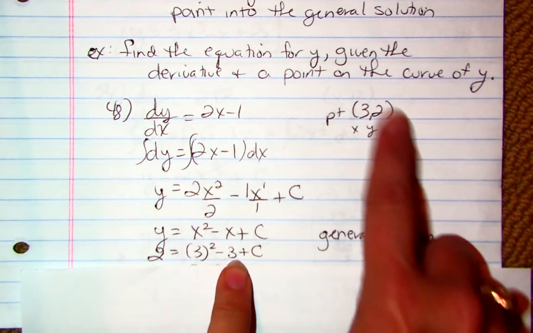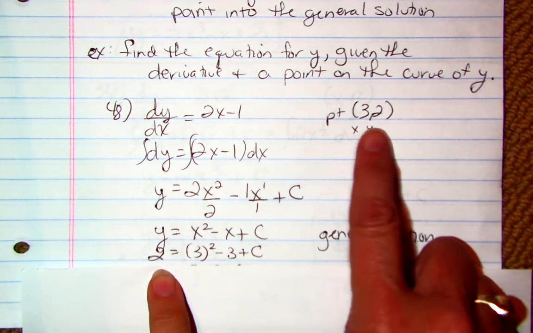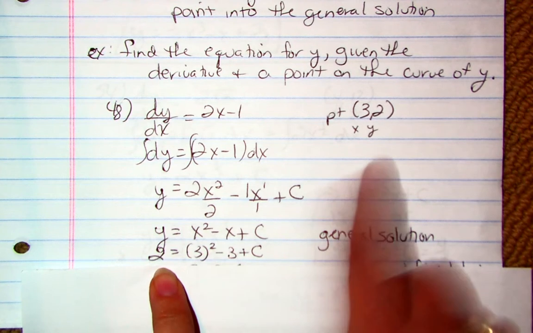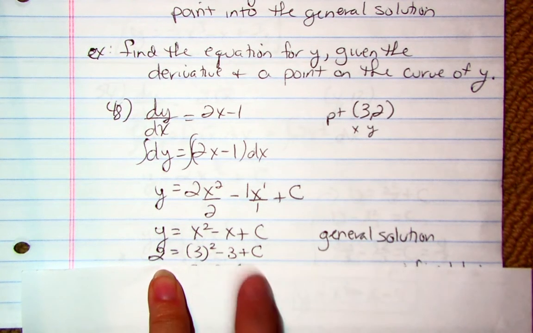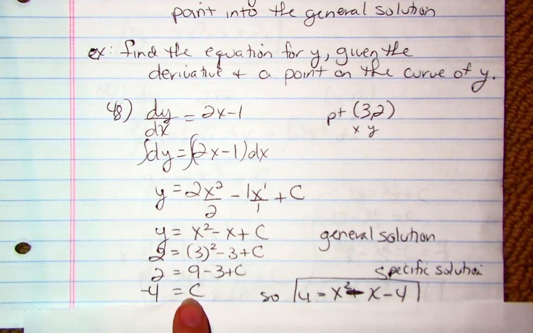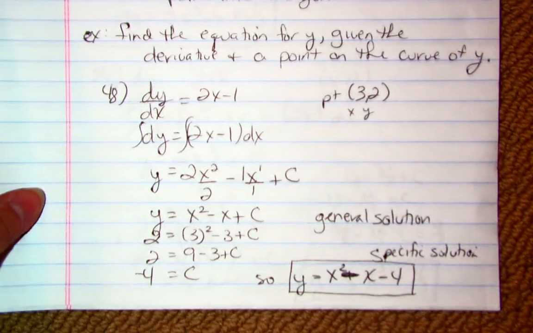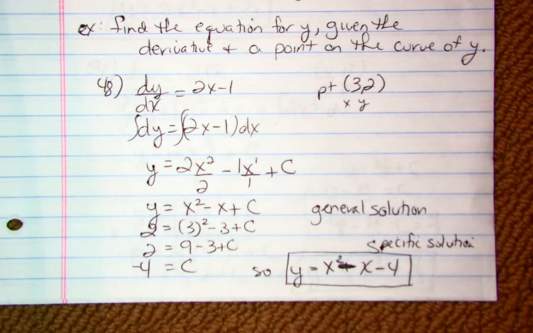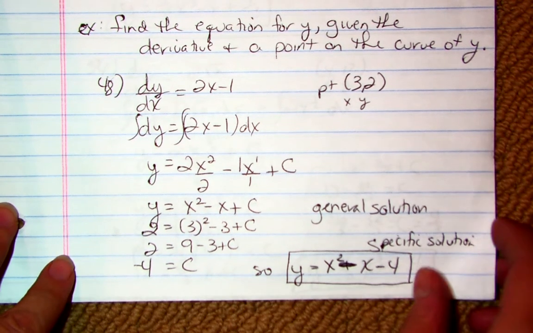So now I'm going to enter that point (3, 2) into this. So my x is 3, my y is 2, and what am I solving for? My c. And in solving for that, I get c equals negative 4. So therefore, my specific solution is y equals x squared minus x minus 4. Now I have a specific solution. I have a c, my constant of integration.